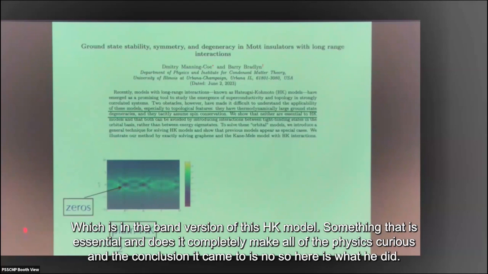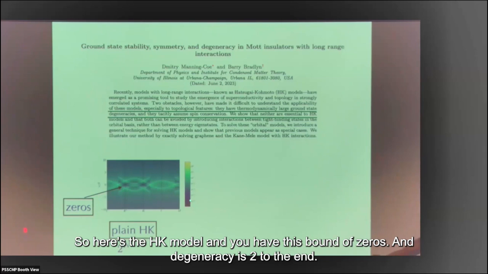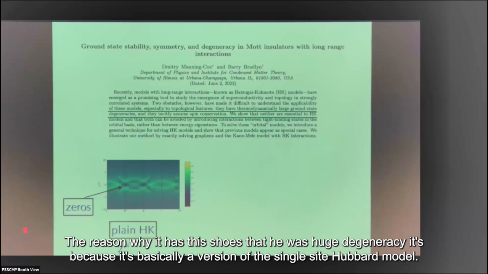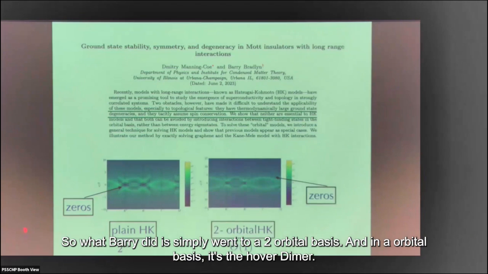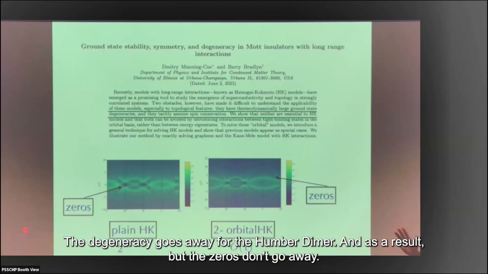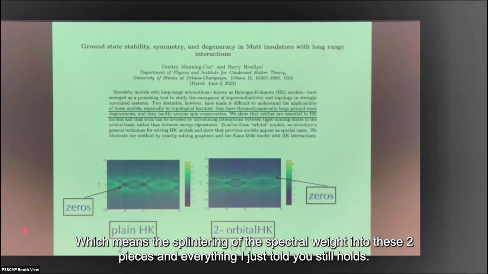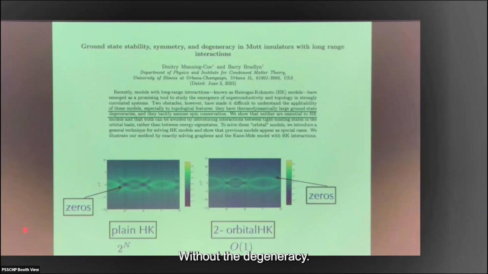So here's what he did. So here's the HK model, and you have this band of zeros, and the degeneracy is 2 to the n. Now the reason why it has this huge degeneracy, it's because it's basically a version of the single site Hubbard model. So what Barry did is simply went to a 2 orbital basis, the Hubbard dimer. The degeneracy goes away for the Hubbard dimer. But the zeros don't go away, which means the splintering of the spectral weight into these 2 pieces and everything I just told you still holds without the degeneracy. Okay, and as a result, none of that is crucial.